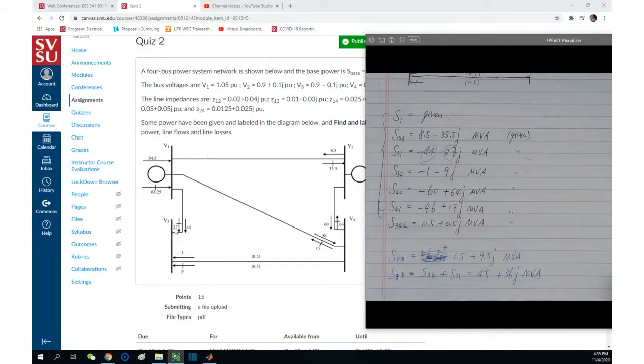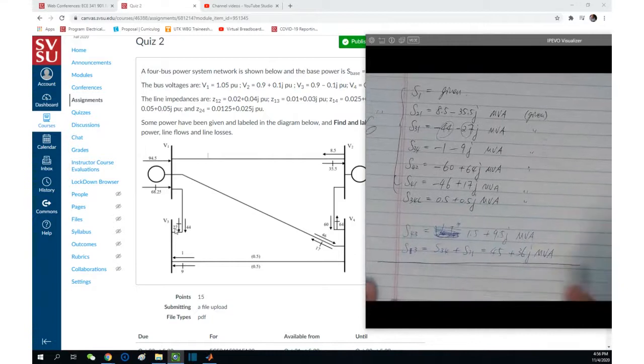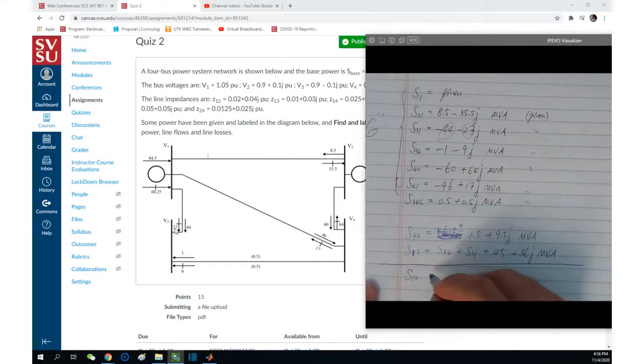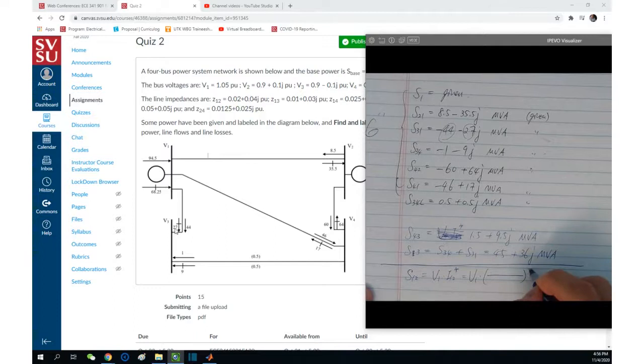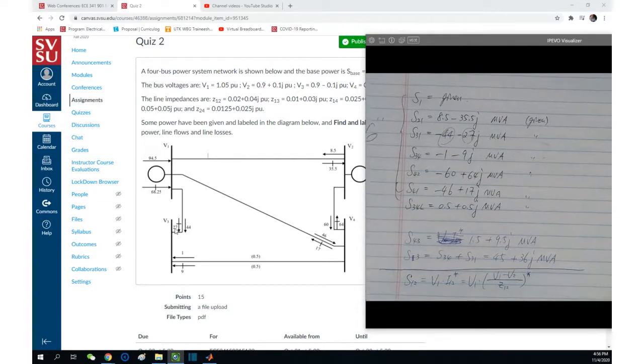Anything else we can easily know without going through voltage times current conjugate? Probably not. But if from here you just do S12, V1 times I12 conjugate equals V1 times (V1 minus V2) divided by Z12 conjugate. Okay, don't forget the conjugate. I thought someone forgot the conjugate.